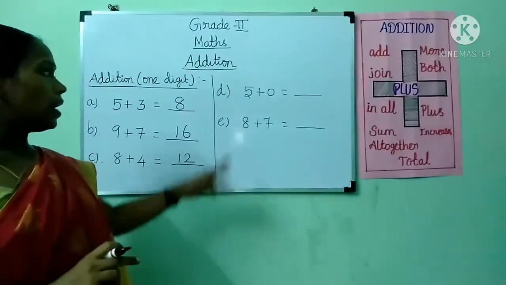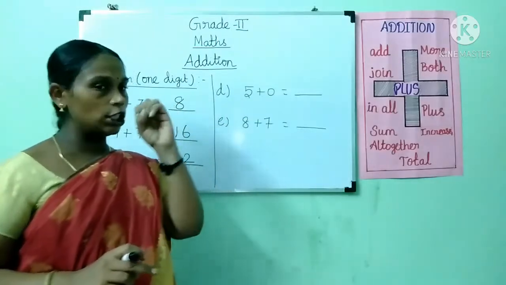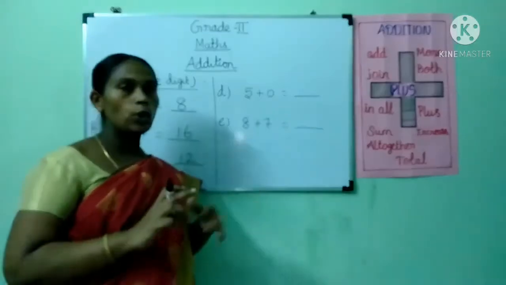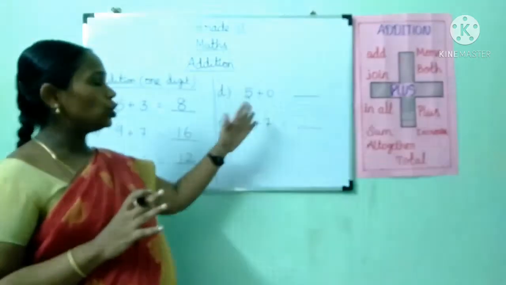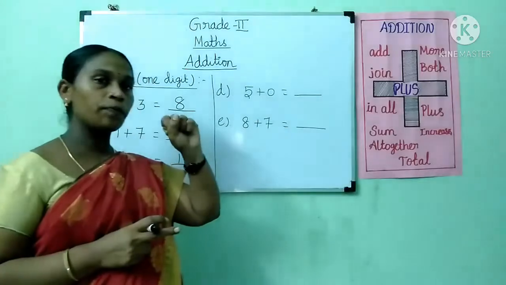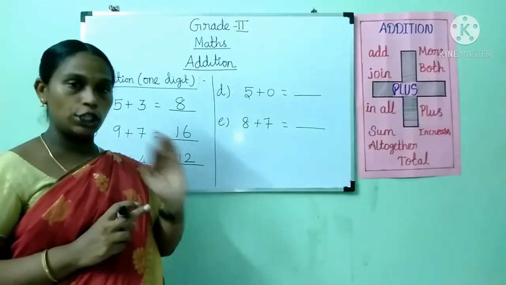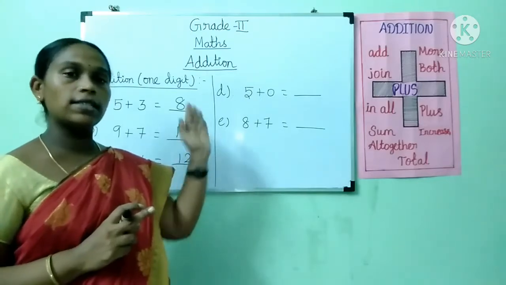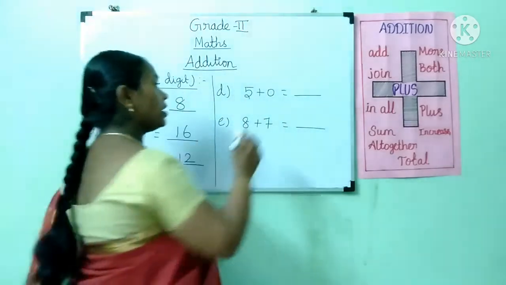See here. Here first number is 5. Second number is 0. So 5 plus 0 what will come? 0 means nothing. So 5 plus 0 will get same number. Any number add with 0 we get same number. 5 plus 0 will get 5. So write 5.